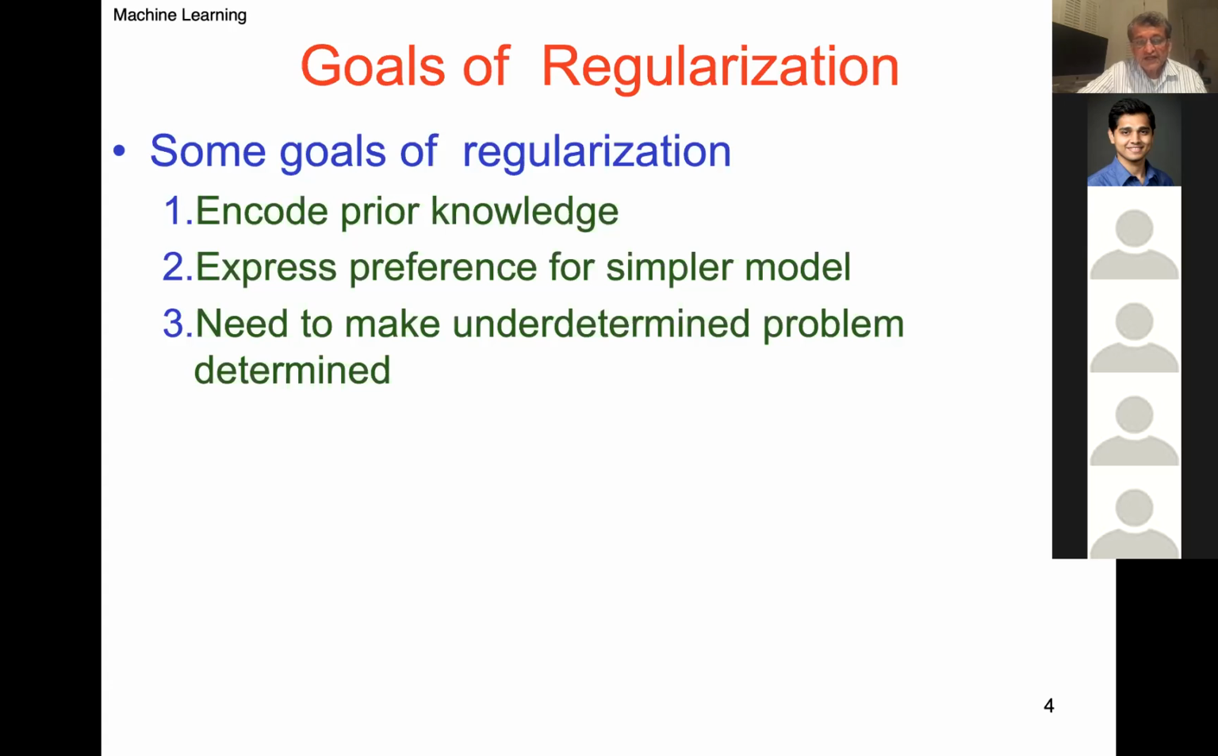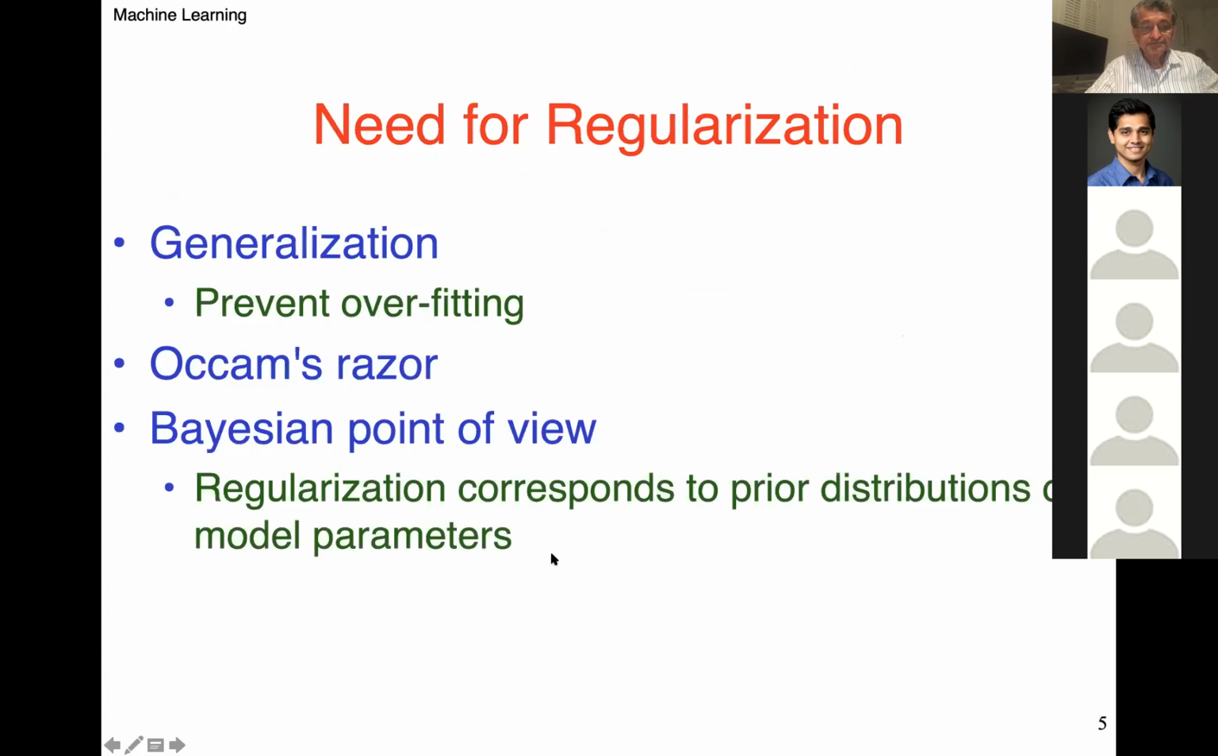That particular philosophical idea of choosing a simpler model over a complex model is known as Occam's razor. It's an old philosophical principle which says when you're trying to find an explanation for something, don't use a very complicated explanation, use as simple an explanation as possible. That's probably more likely to be correct. So the need for regularization is to prevent overfitting, Occam's razor, which I just mentioned. And from the Bayesian point of view, regularization corresponds to prior distributions over model parameters.